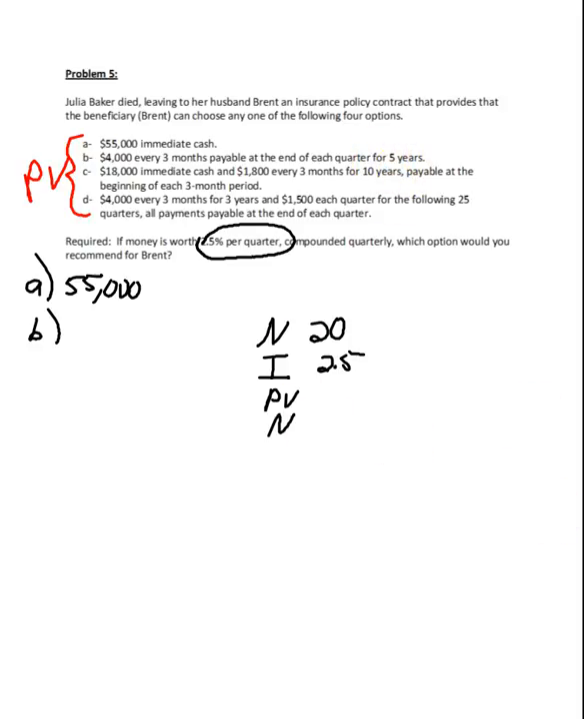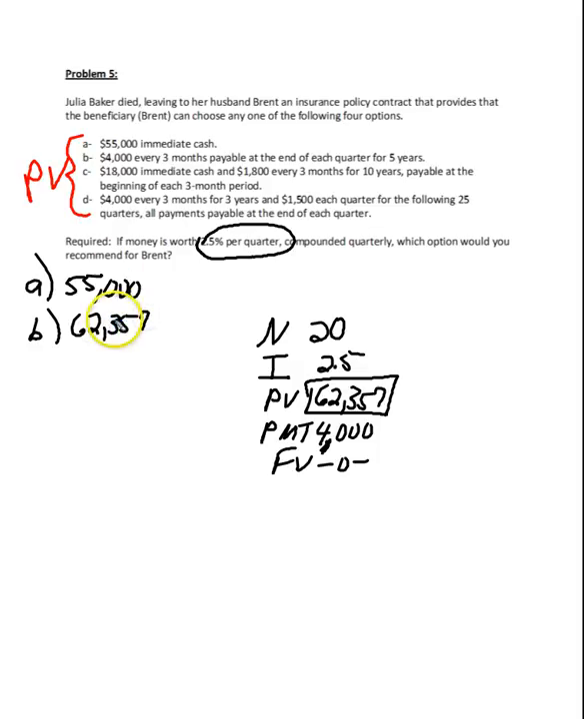What have we got next? Payment. Payment would be $4,000. And again, there's not going to be a future value because there's no big lump sum in the future. So you're left needing to solve for 20, 2.5, 4,000 and 0. What do you end up with? This should end up being 62,357.